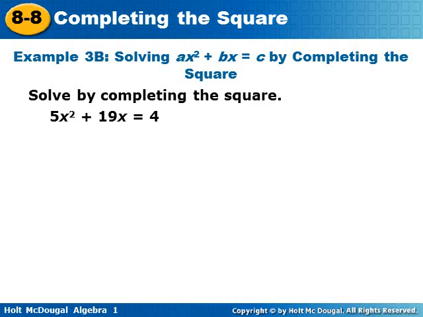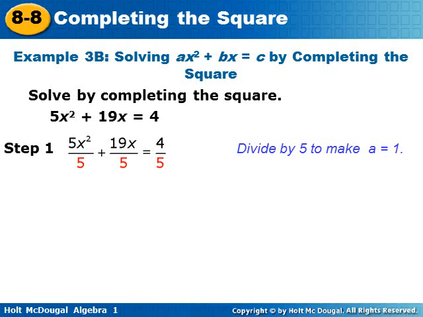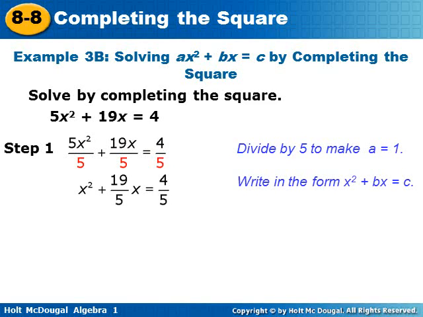Solve by completing the square. 5x squared plus 19x equals 4. Step 1, we have to divide by 5 to make a equal to 1. So we divide all of the terms by 5, and that gives us x squared plus 19/5 x equals 4/5. So we've written it in the form x squared plus bx equals c.